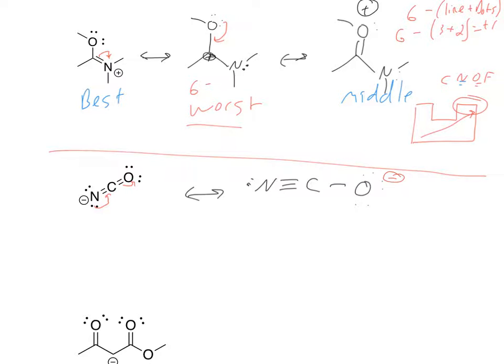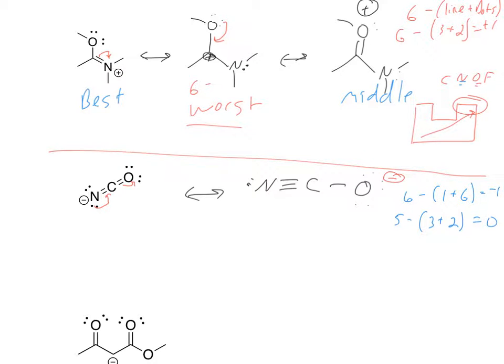Right. Same with the nitrogen, and we can solve for the nitrogen this time. Nitrogen starts with 5 valence electrons minus 3 lines and 2 dots, which gives us a 0. Oxygen, we can do the same. 6 valence electrons minus 1 line plus 6 dots equals a minus 1 charge. And so that's where the negative charge comes from.